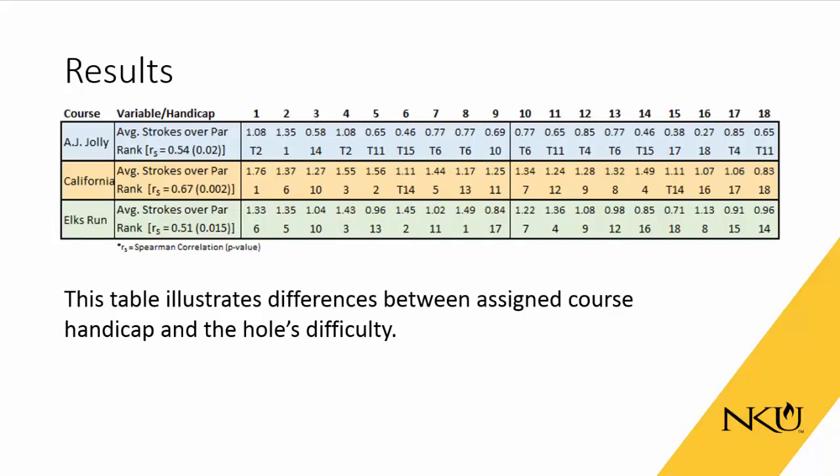Moderate correlations were found between observed hole difficulty and assigned handicap for all 3 courses. For each hole, we estimated average strokes over par as well as its rank. We see that generally, the rankings reflect the handicaps well at the extremes. For example, California's number 1 handicap matches with the ranking. Notably, the rankings didn't correlate as well with the middle handicaps, where, for example, the 6 handicap holes were ranked 2nd, 14th, and 15th in actual difficulty.